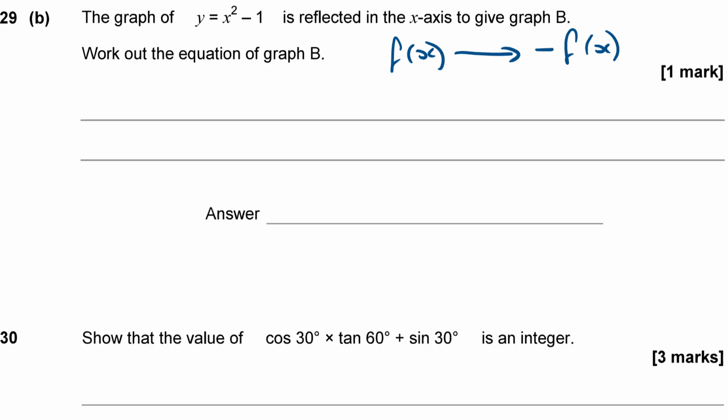So if I take that equation, f of x equals x squared minus 1, and write a minus sign in front of it, then I'm going to get y is equal to minus (x squared minus 1). So removing the brackets, I'm going to get y equals minus x squared plus 1, or 1 minus x squared. There's another way of writing it down.